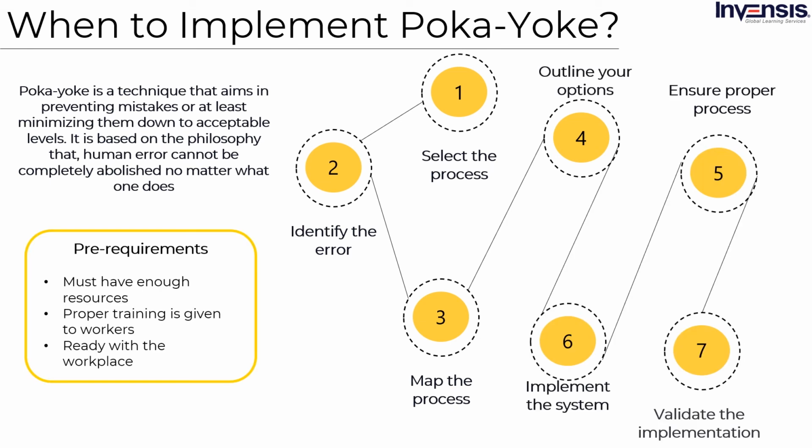Firstly, the factory or manufacturing industry must have enough resources and support for implementing the Poka-Yoke procedures and other devices. Next, they must ensure that proper training is done for all those employees regarding the new technologies they need to implement. Select the process. Choose one particular process you want to evaluate.